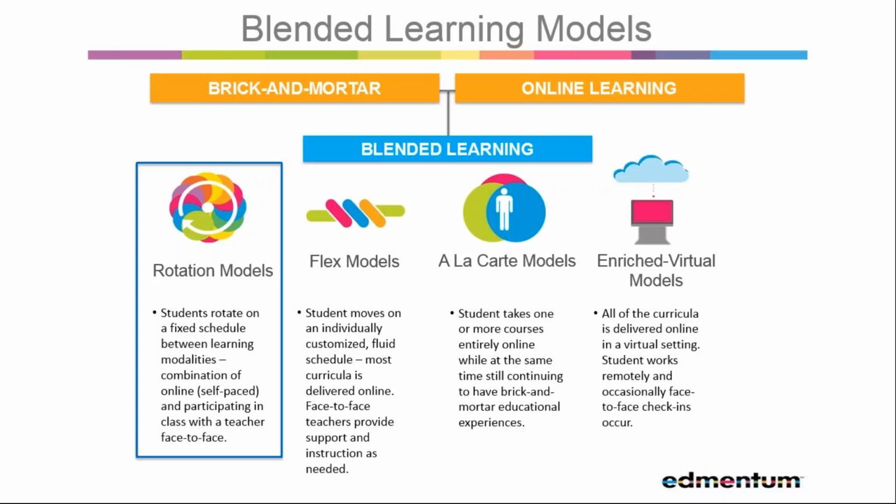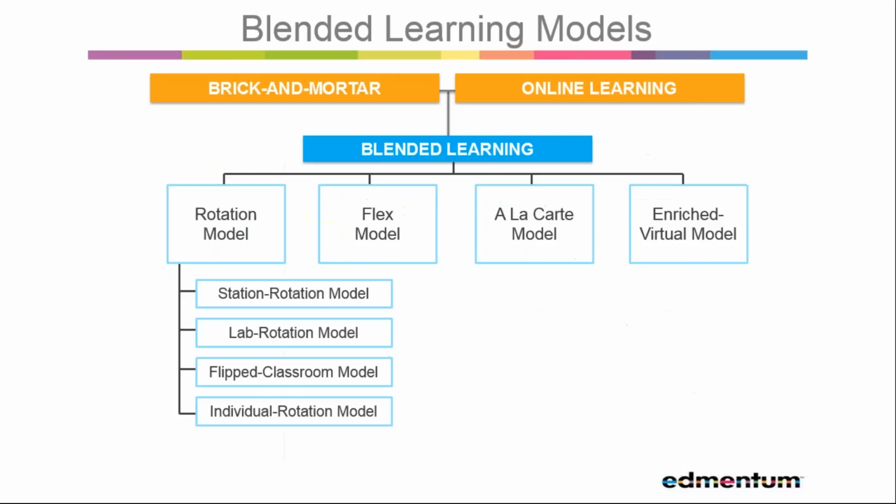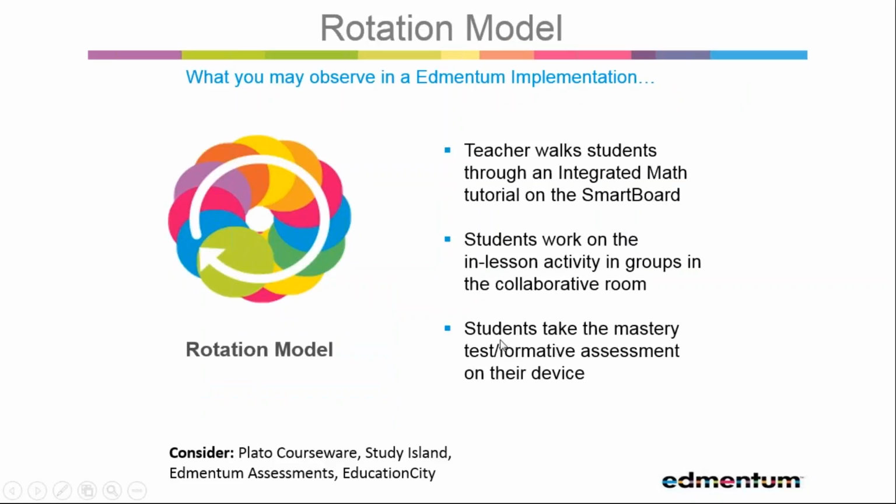So let's dive in with some of the different rotational models, and we'll walk through these in a bit more depth. The first thing I want to highlight is that within the rotation model, there are four different variations that are commonly used. This definition of the rotation model and this graphic give you a solid overview of what it can look like. We've sourced this from the Clayton Christensen Institute for Disruptive Innovation, and I think it gives you a really good snapshot of these models and what they might look like within the classroom. So let's dive a little deeper to get a good feel for what we're looking at.